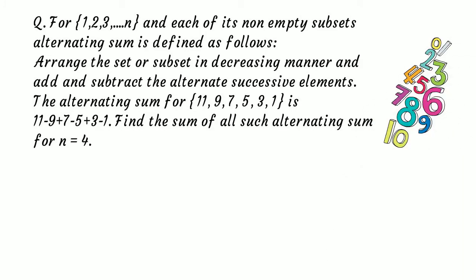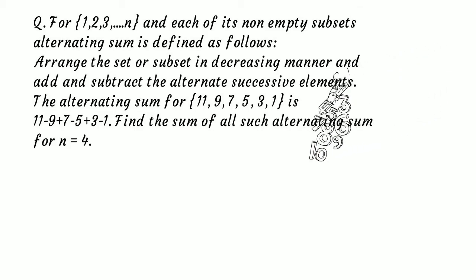Let's get started. Let's first understand the question. They gave n equal to 4. It means the set we have is 1, 2, 3, 4. Now we have to find all the alternating sums for this set and its subsets. The sum of all such alternating sums is what we need.